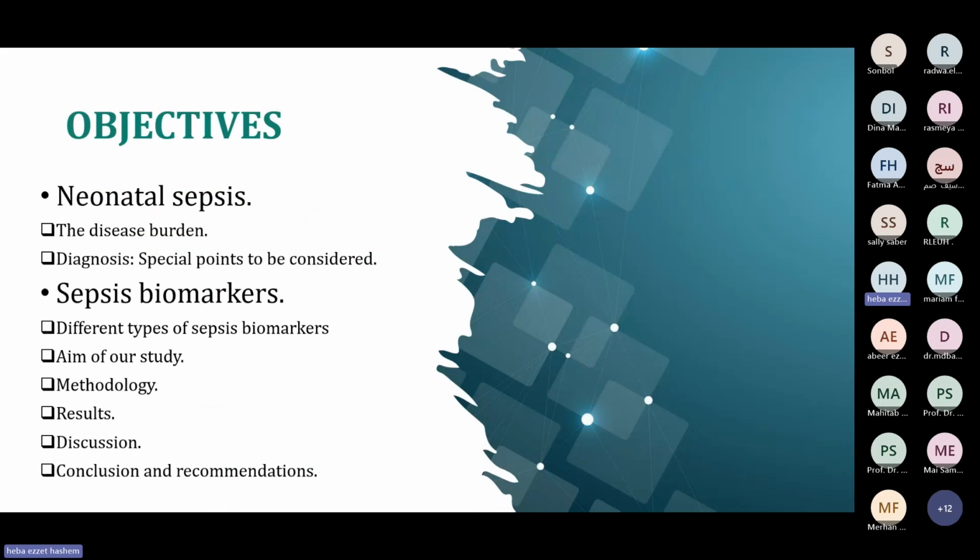My objectives will be concerned about two main elements: neonatal sepsis, the disease burden and diagnosis, special points to be considered; and the second main part of my presentation will be concerned about sepsis biomarkers, different types of sepsis biomarkers, and our study here in Ain Shams University Hospitals. I will discuss together with you the aim of our study, methodology, results, discussion, and finally conclusion and our recommendations.